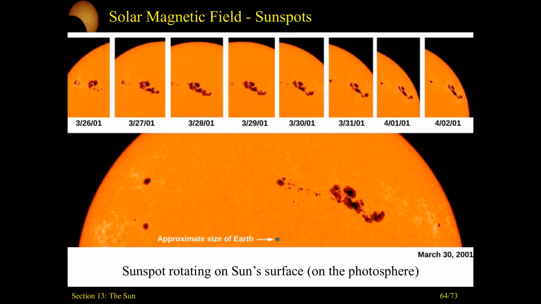And these sunspots are not fixed to the sun. They will actually rotate around the sun. Here's a picture of one starting on March 26th, going for a couple of days into April as the sunspot literally rotated across the surface of the sun. So the sunspots move. That's to say that the magnetic field lines that are creating those sunspots can also move across the surface of the sun.